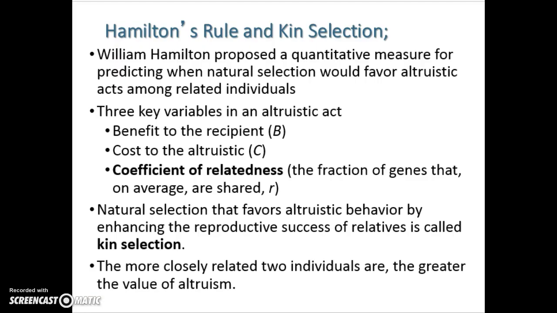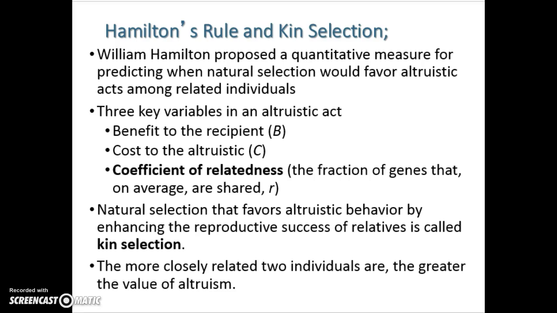So our final concepts are Hamilton's rule and kin selection. Just to summarize, he proposed a quantitative or mathematical measure for predicting when natural selection would favor an altruistic act. Basically, what he theorized is that the more closely related two individuals are, the greater the value of altruism. It all comes down to the fact that two closely related individuals are going to have very similar genetics. Therefore, the ability of the altruistic individual to pass on his or her genes is greatly enhanced if it's closely related to the one that it's saving when it's being altruistic.